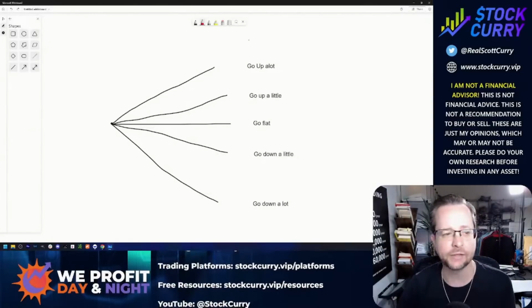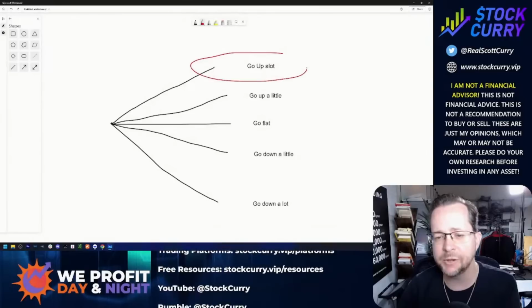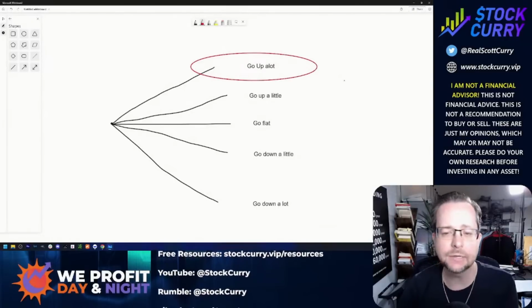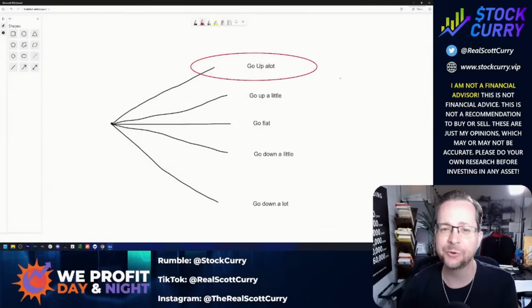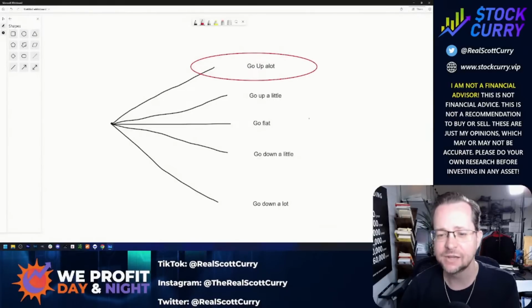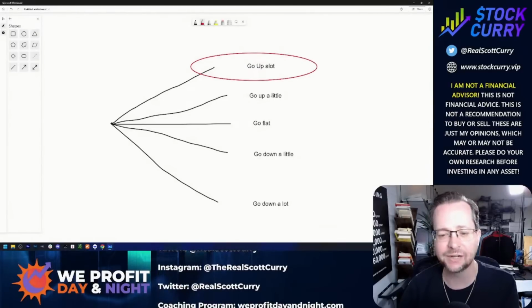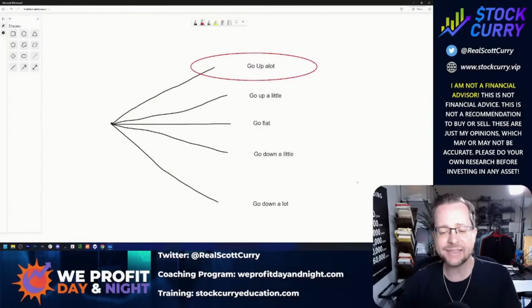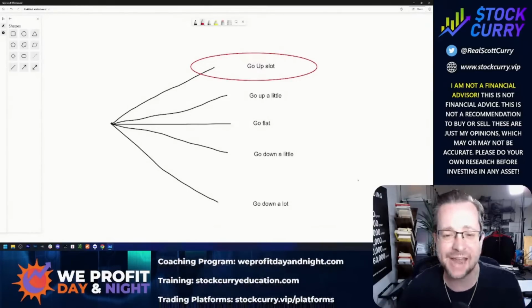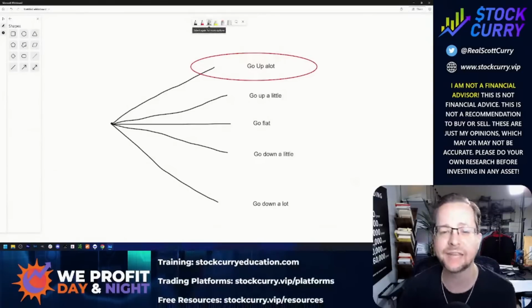So I want to ask you this. If somebody who buys a call option makes money if it goes up a lot, guess what? Somebody who sells a call option will make money if it goes up a little. If the stock goes flat, they'll make money. If the stock goes down a little, heck, they'll even make money if the stock goes down a lot. And here's the crazy thing.